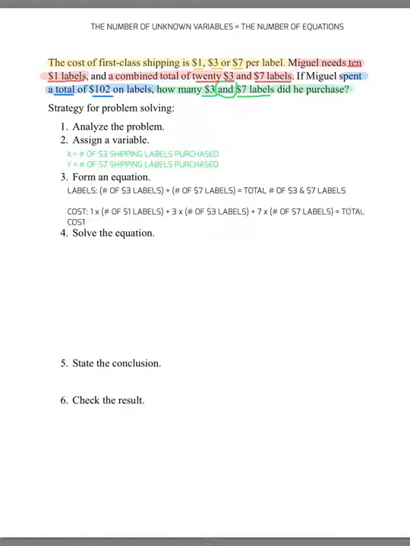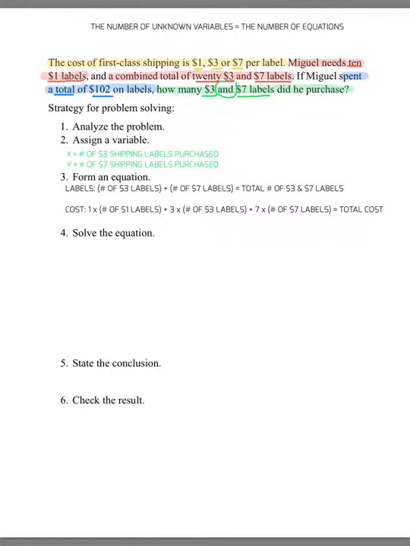And then ideally, there were 2 things that we were referring to. In red, we could see that everything's in reference to labels. And in blue, we have everything with reference to cost. So ideally, that's going to give us 2 equations, one all about labels and the other all about cost.